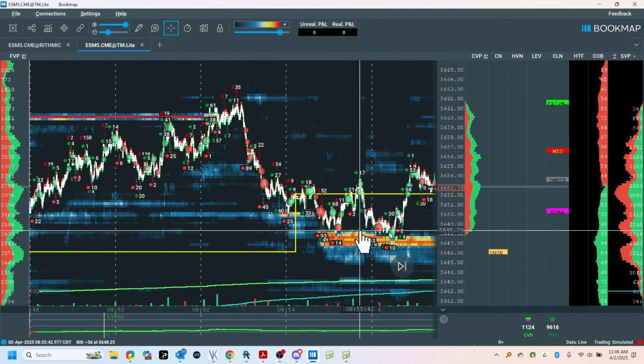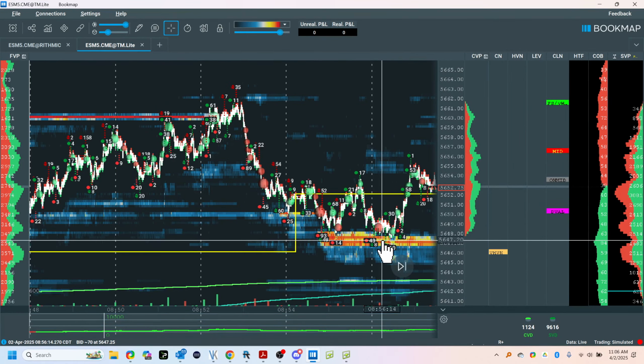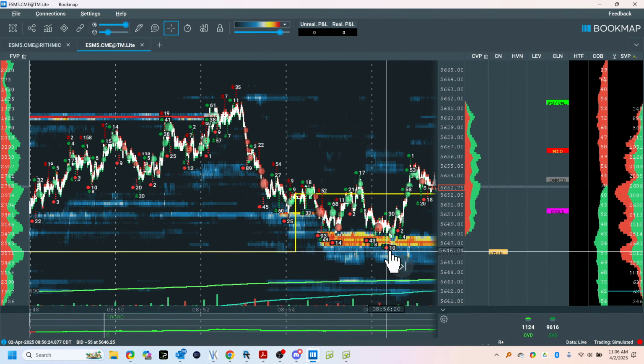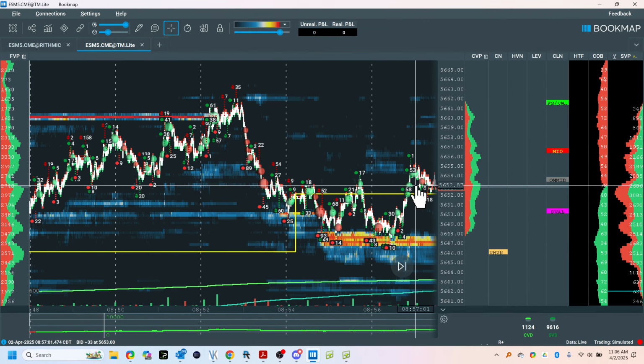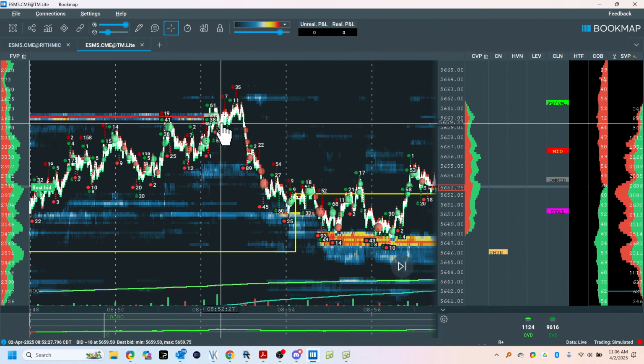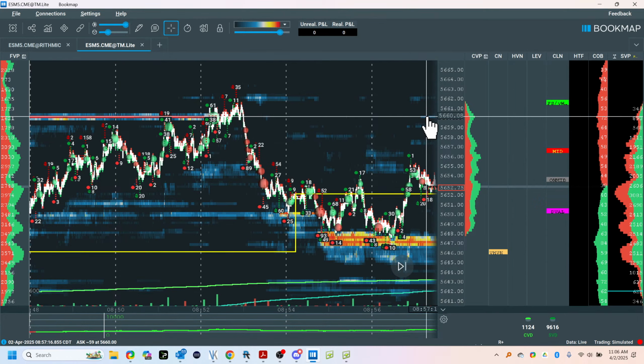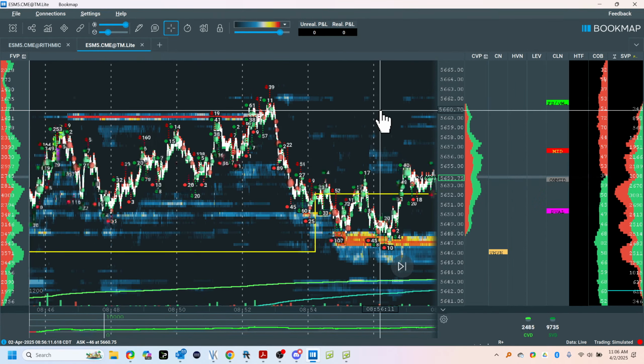Liquidity. Now, again, there's no way to know what the liquidity will do. If your trade plan says it's got to come here, you don't have a trade. You just do whatever you do. Now, this other liquidity is up here, right there. So let's remember where that is. Let's see what happens here.